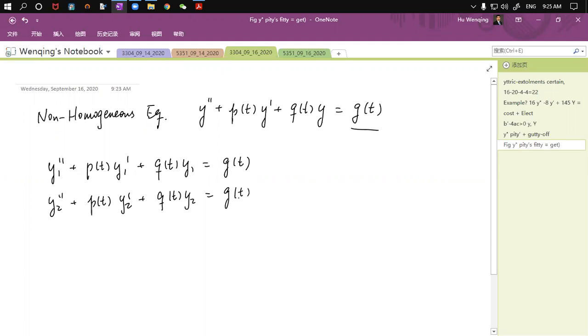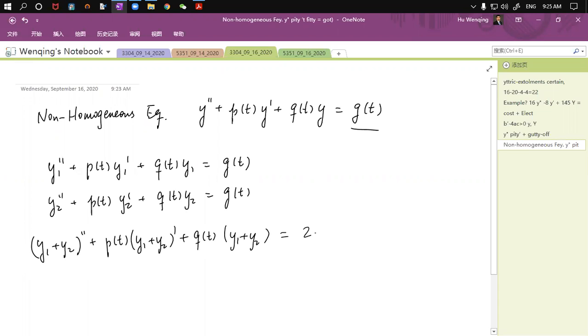So can you add them? Well, if you add them, you're going to see that y1 plus y2, double prime, plus p of t multiplied by y1 plus y2 prime, plus q of t multiplied by y1 plus y2, you can add them. But the right-hand side is going to be 2 times g of t. This is not what you want, because the right-hand side is now non-zero. If you have a non-zero term and you take twice this term, it's not going to be itself. Previously, it was good because both were zero, so you could add them. You cannot really add them now.